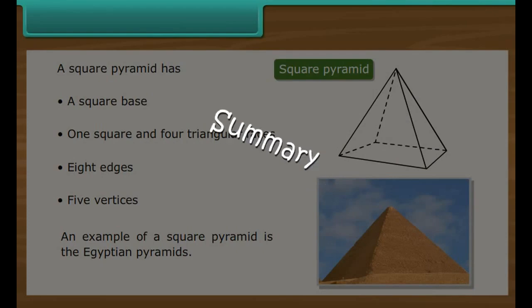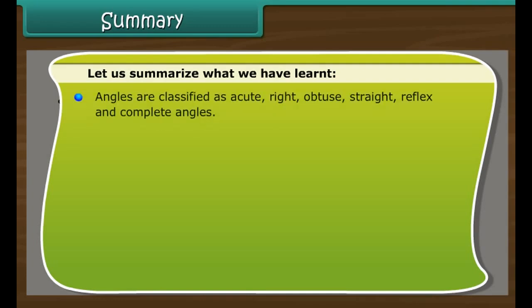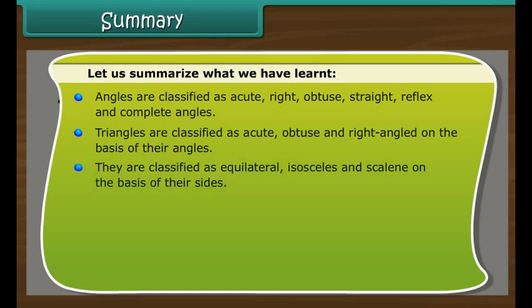Summary. Let us summarize what we have learned. Angles are classified as acute, right, obtuse, straight, reflex, and complete angles. Triangles are classified as acute, obtuse, and right-angled on the basis of their angles. They are classified as equilateral, isosceles, and scalene on the basis of their sides.